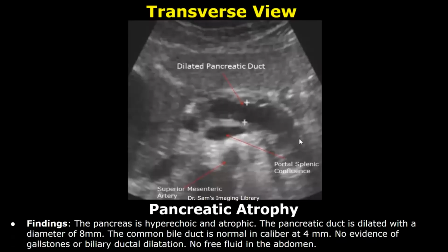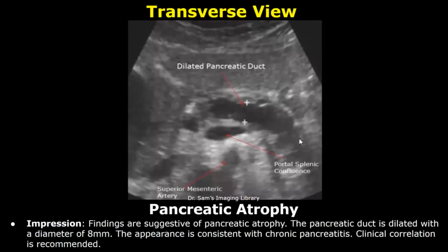In the impression, you can write findings are suggestive of pancreatic atrophy, and then you can write about the pancreatic duct and its measurement, followed by this line: the appearance is consistent with chronic pancreatitis. And in the end you can write about clinical correlation.